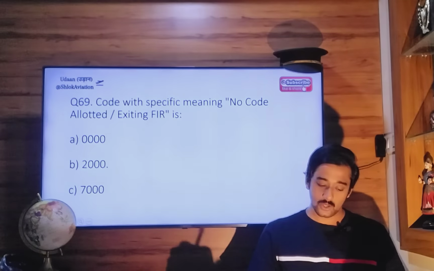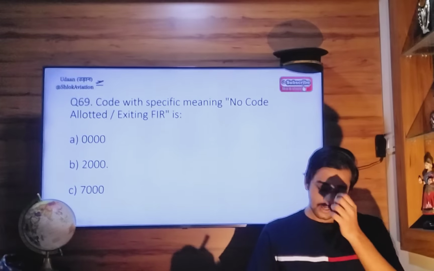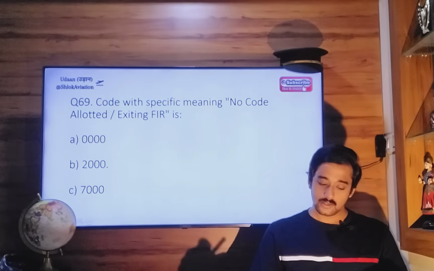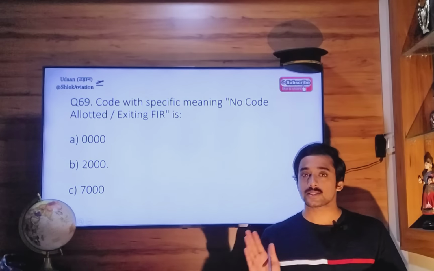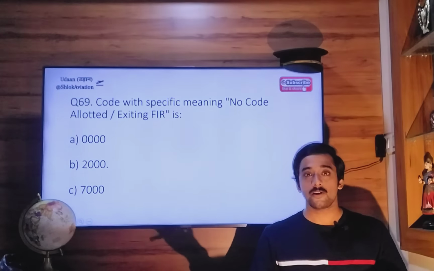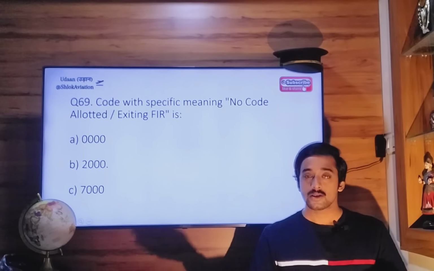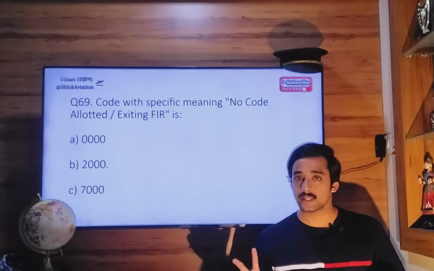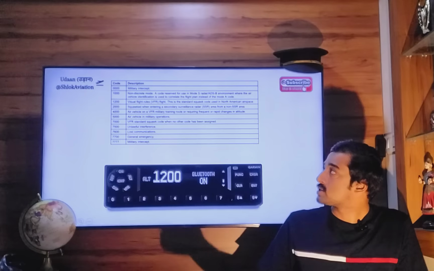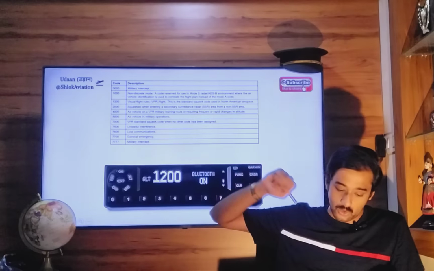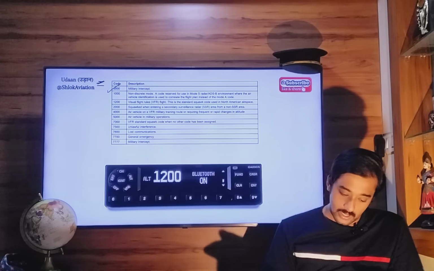Code with specific meaning, no code allocated or in exiting FIR is what? 0000, 2000, 7000. So what transponder code should you set? If there is no specific transponder code allotted to you, or if you're flying in a particular airspace where no transponder equipment is required, so what transponder code would you enter in that equipment? So remember all these important transponder codes. So 0000 is the transponder code for military intercept. Okay, so that is very important.